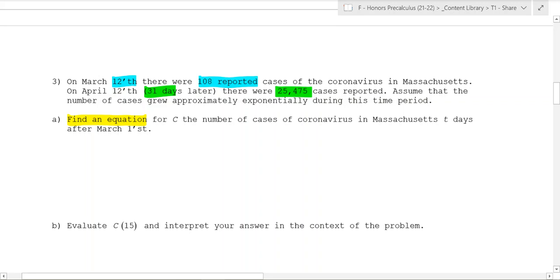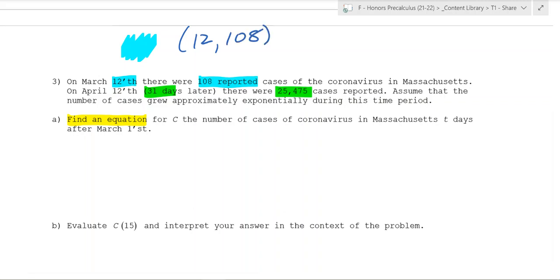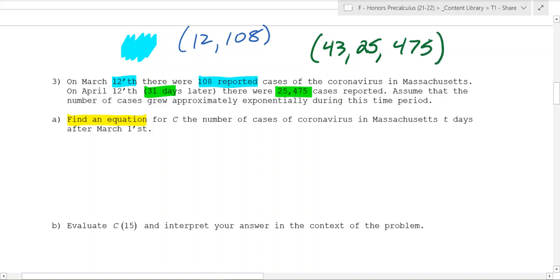So the first point, the blue point, is going to be 12, 108. But then 31 days later, the green point, our second point, is going to be 31 plus 12, which is 43, 25,475. So we have 2 points, and it's asking us to find an equation, and it's telling us that it's growing exponentially. Now, the equation we're going to use is y equals ab to the x, which is what we've had before. We can use t because it's time.